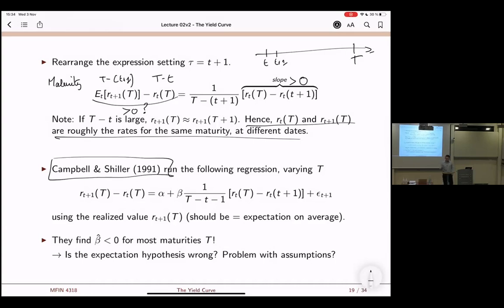So they say, okay, we're going to test this relationship, which means that we're going to run on the left-hand side the increase in the rate, which is the equivalent of what we have in the relationship. And on the right-hand side, we're going to have our slope here. And we're going to try to estimate the coefficient alpha, but mostly beta. So again, simple question: if the expectation hypothesis is true, which value of beta should we expect to find via this estimation?